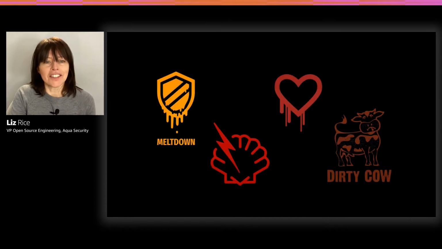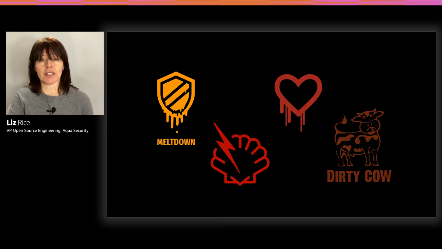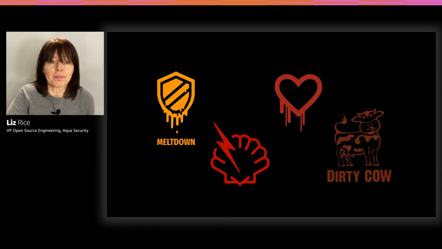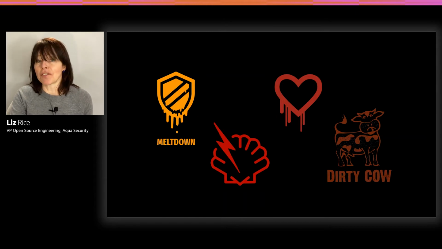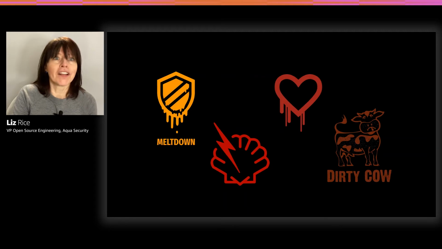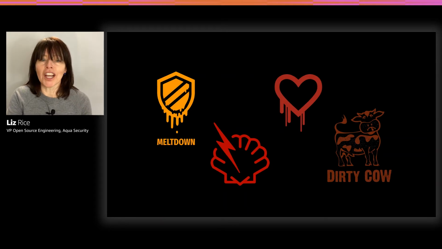Some famous and serious vulnerabilities get logos and brand names. You might have heard of Meltdown, Shellshock, Heartbleed, and Dirty Cow. These are just the tip of the iceberg. There are thousands of known vulnerabilities, and new ones get published every day. Most application software uses some dependencies, and there's a very good chance that the applications you're running today use dependencies that include some vulnerabilities. Hopefully none of these four, but if you're not checking, you don't know. So that's why you really should be scanning your container images.